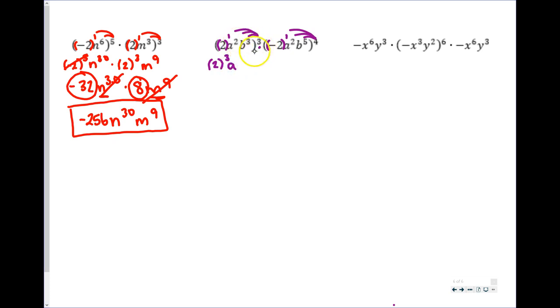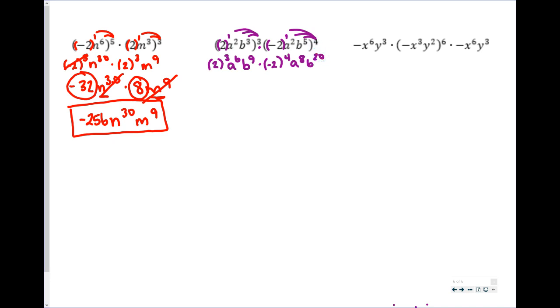Base A, 2 times 3 is 6. Base B, 3 times 3 is 9. So that's my first part. Then I'm going to keep the negative 2 in parentheses. 1 times 4 is 4. I've got a base of A, and 2 times 4 is 8. Base B, and then 5 times 4 is 20. I know my B's look like 6's, and it's very confusing.